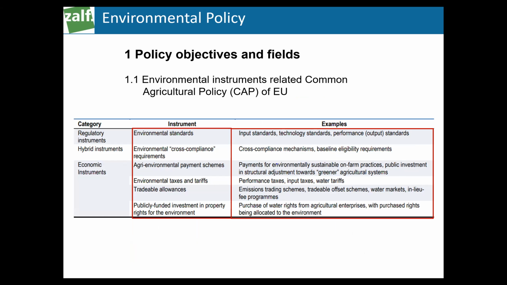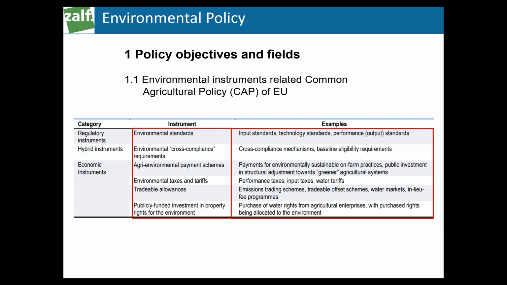And then also the environmental instruments related to the Common Agriculture Policy. We had these instruments: regulatory instruments, hybrid instruments, and economic instruments. Regulatory are the environmental standards, then we have the hybrid ones, which is cross-compliance, I come to those later on, and then the economic ones, like tradable goods and tradable allowances and so on. But this is what we had already, just a different classification scheme.